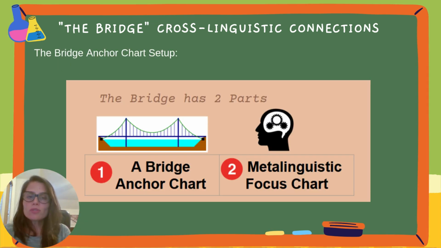Now, before we start creating the actual bridge and the anchor chart, I just wanted to include this visual, in which we explain that the bridge has two different parts. The first one is when we build the actual anchor chart with the words, and it could be the vocabulary words side by side in English and Spanish. And then after we have that bridge, we are going to create those cross linguistic connections, pushing the students to make metalinguistic connections, and we're going to focus on how both languages are connected, right?